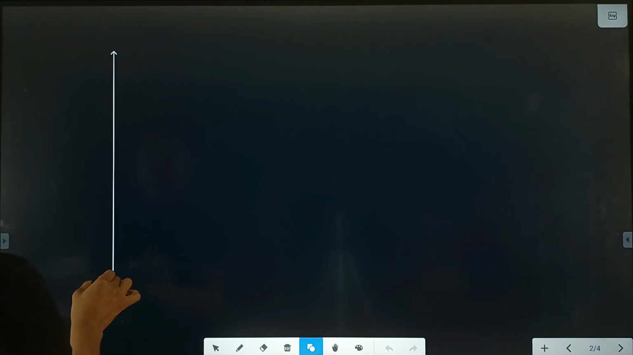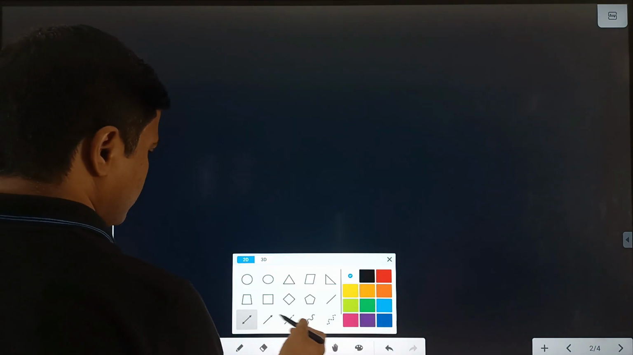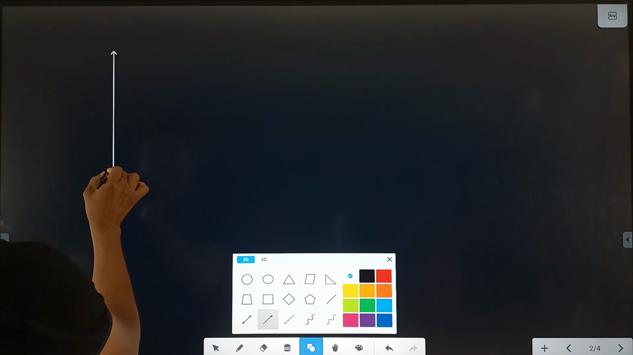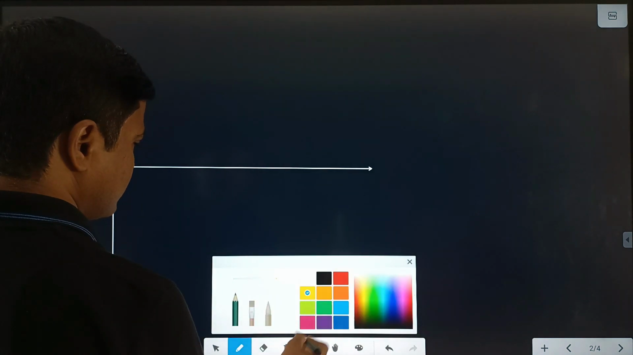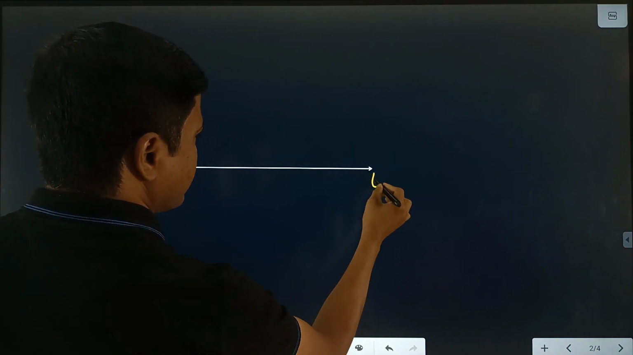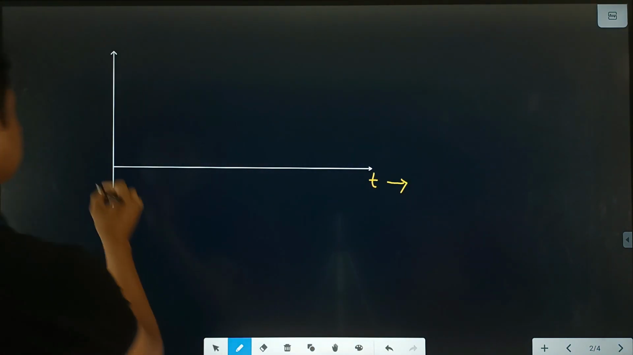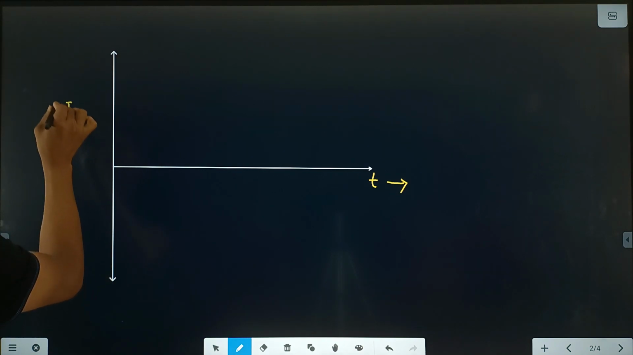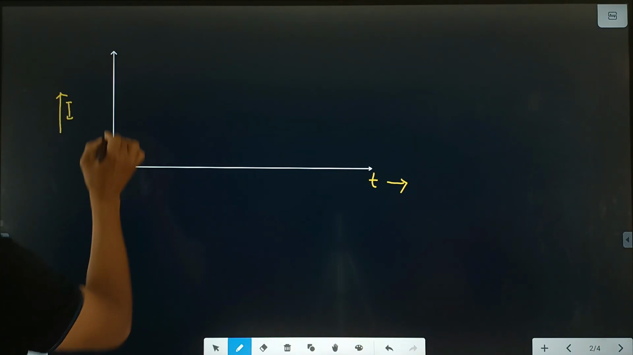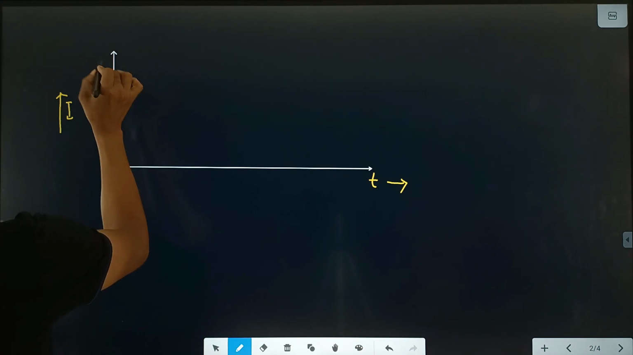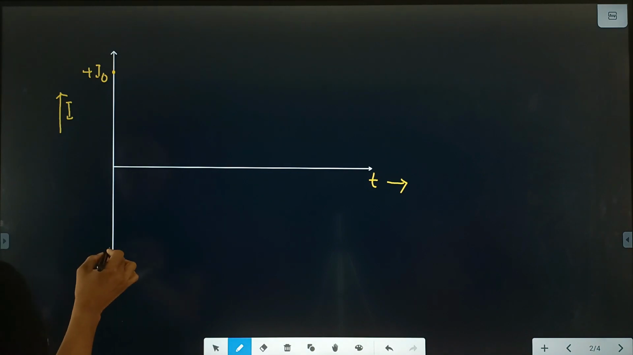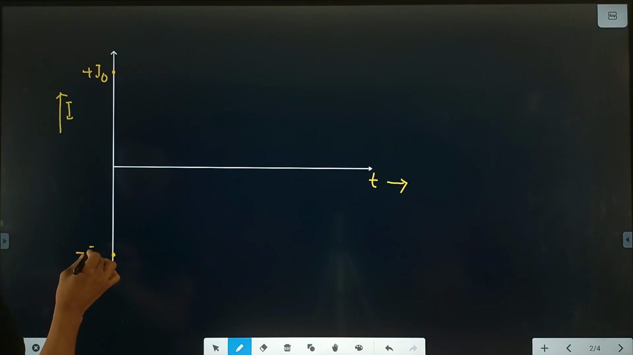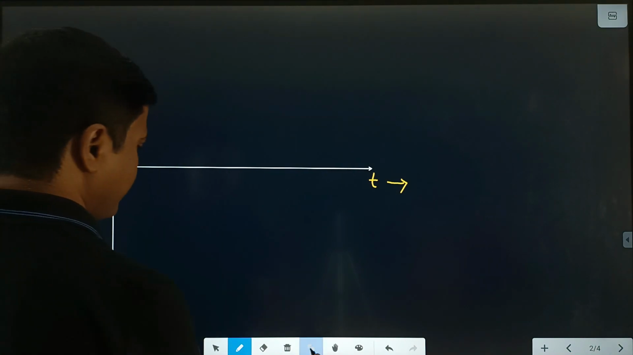Suppose this one is your current axis, or y axis, and this one is your x axis, also known as the time axis. We take time along the x axis and current along the y axis. This point is the maximum value. On the positive side we write plus I0, and on the negative side we write minus I0. Clear?